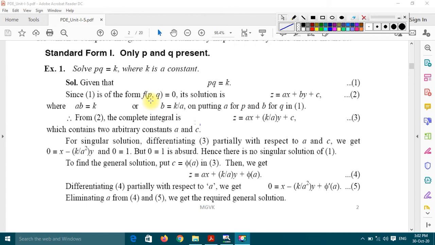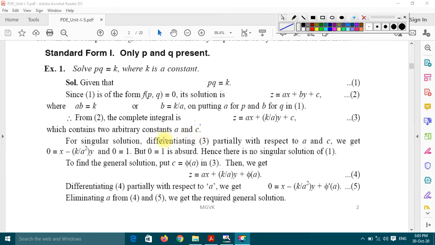You know, p is a and q is b, so we substitute the values of p and q here, and we get ab = k, which means b is a function of a: b = k/a. So the complete integral can be written as z = ax + (k/a)y + c. Here there are two parameters, or two arbitrary constants, a and c.